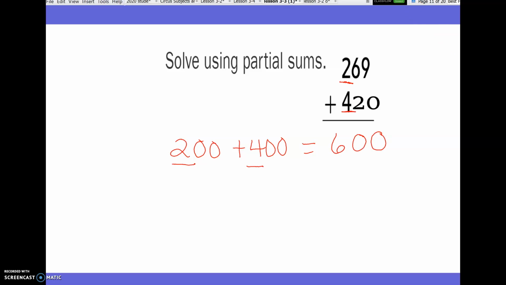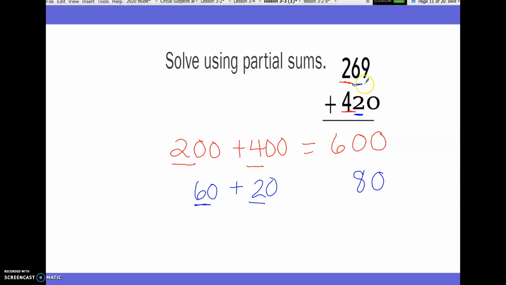Then I look at my digits in the tens place. I have 6 and I have 2. Well, we have to remember that's not just 6 plus 2. That's 60 plus 20. My basic fact is 6 plus 2, that's 8. So 60 plus 20 is going to be 80.